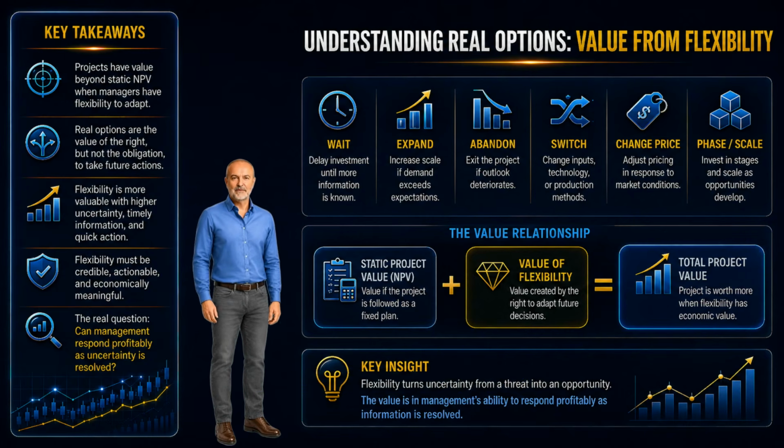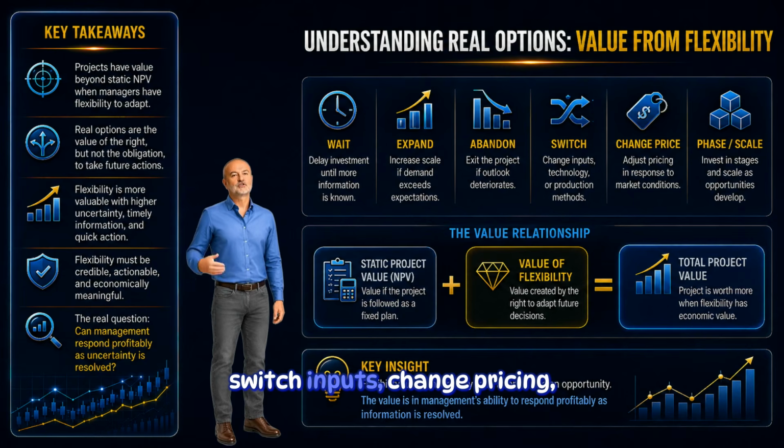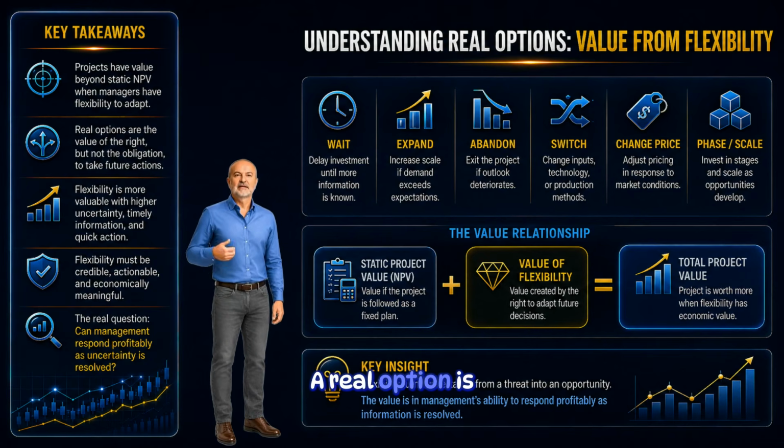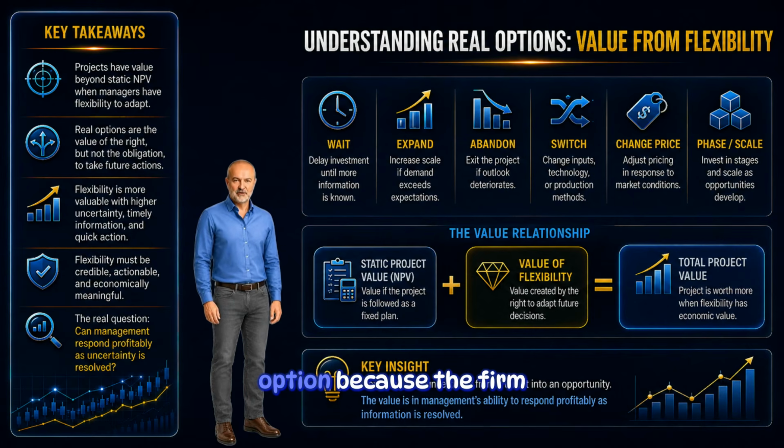A firm may wait before investing, expand if demand is strong, abandon if demand is weak, switch inputs, change pricing, outsource production, or scale the project in phases. A real option is the value created by this flexibility in a real asset or operating project. It is called an option because the firm has the right but not the obligation to take a future action.